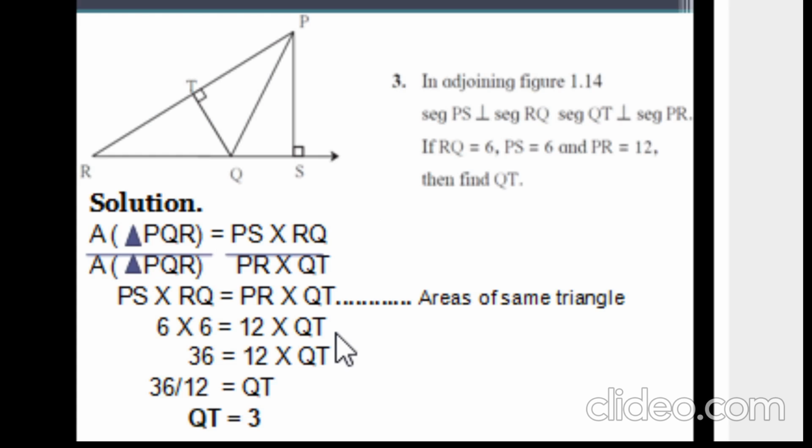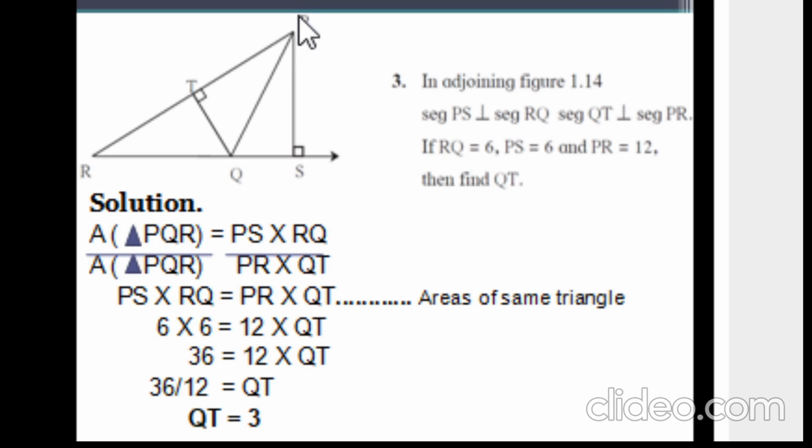Then the third question: you have been given one triangle PQR. We also have PS perpendicular to RQ, and QT perpendicular to PR. RQ is 6, PS is 6, PR is 12. You have to find out the value of QT. Now we have to find out the value of QT.